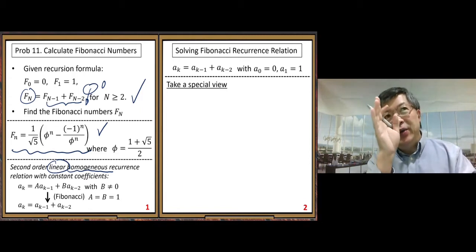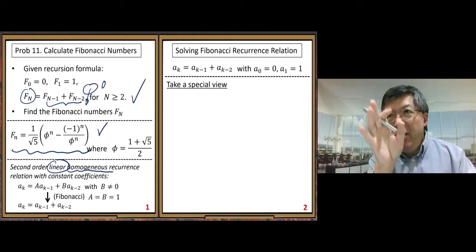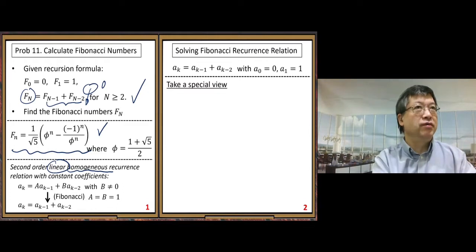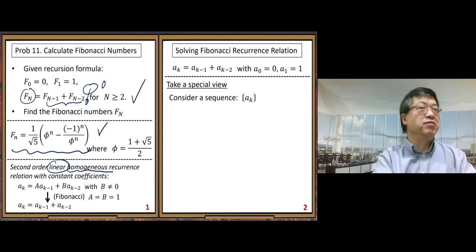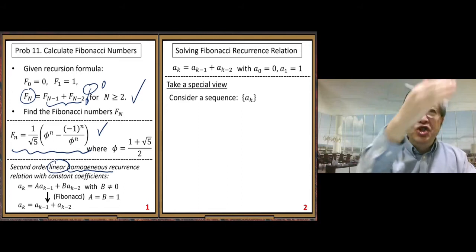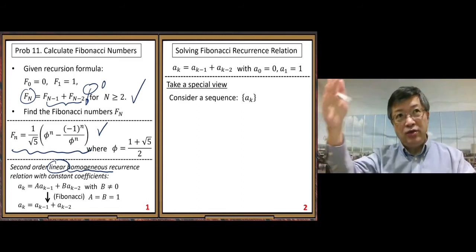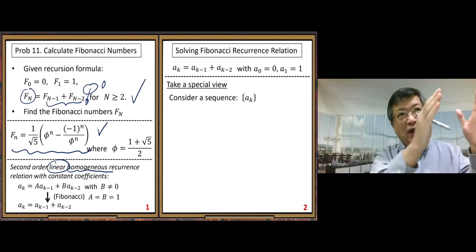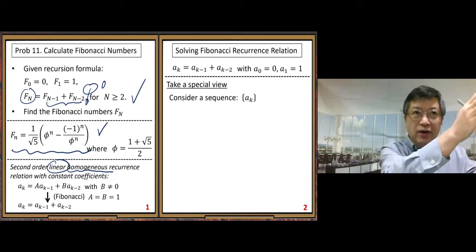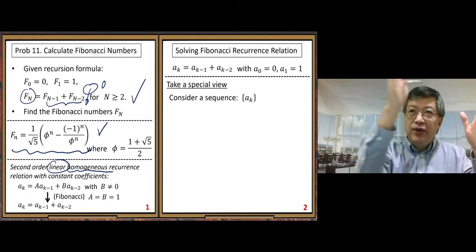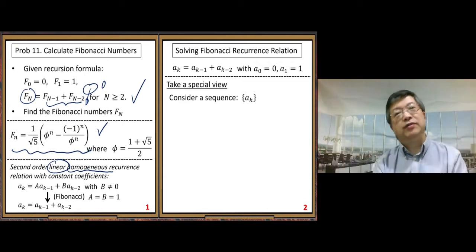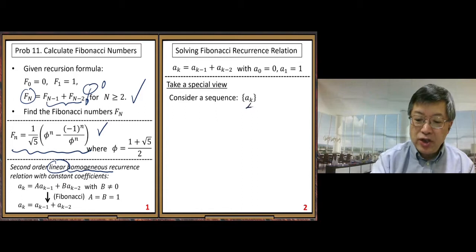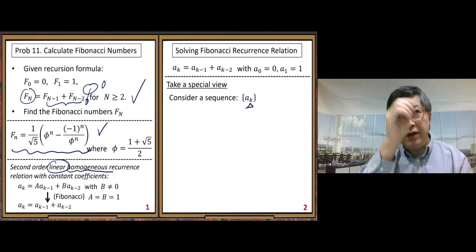So here we look at this question. We use a very special view on it. So what kind of view? We consider a sequence. Because using this recurrence formula, we can generate a sequence, right? So remember, in our original problem, we wrote 0, 1, 1, 2, 3, 5, 8, 13, right? So that sequence. Here we represent that sequence as this a_k sequence.